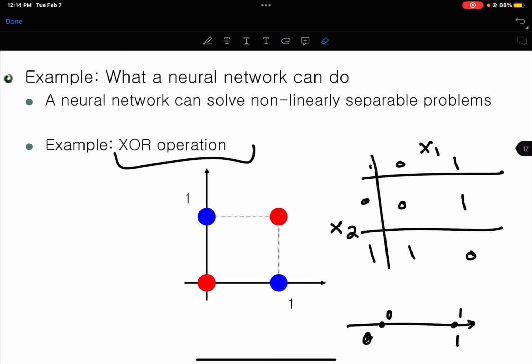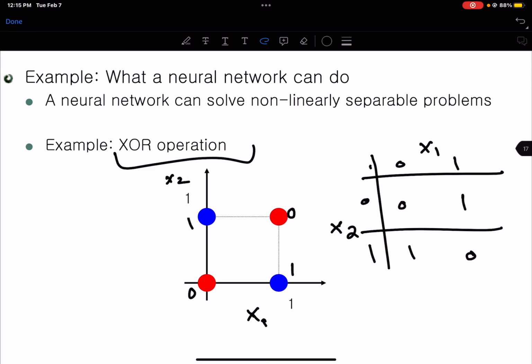What I drew is represented over here. So at this point it is 0, it is 0 over here, it is 1 here and 1 here. This is your x1 and this is your x2. So when x1 and x2 are 0, 0, the value is 0, like over here.